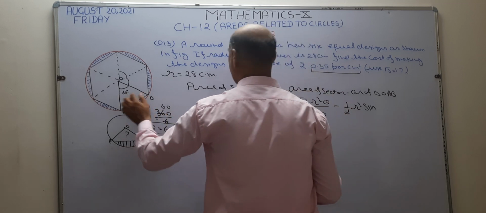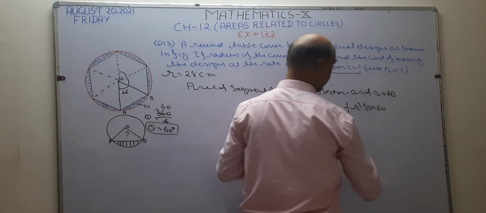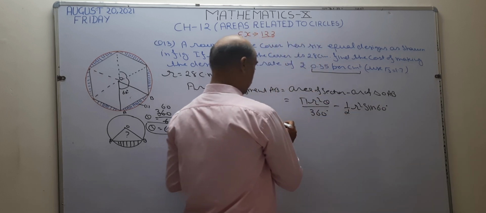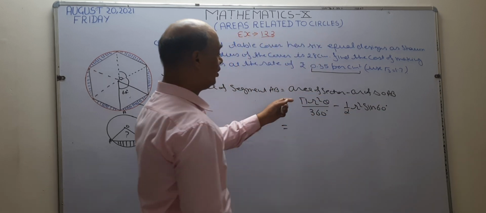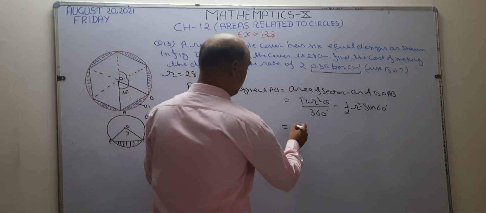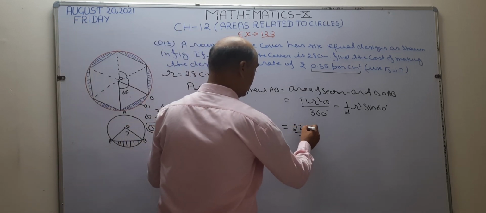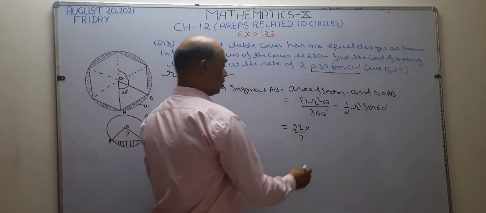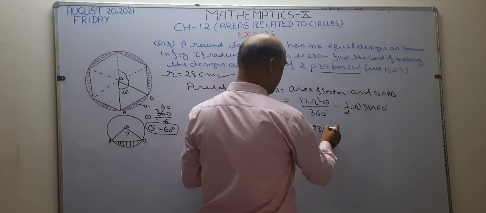What is the value of theta? 60. So write here 60. Clear? This is your 60 degree. Now I am going to put in the values. The value of pi is not given, so we are going to take the value of pi as 22 by 7. Radius is given, yes, 28 centimeter. So write here 28 into 28.